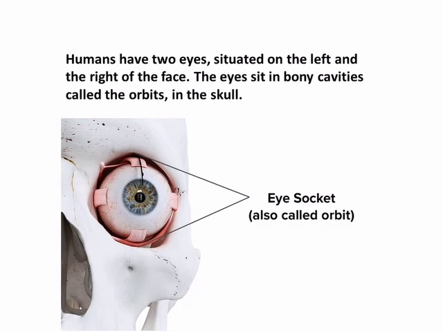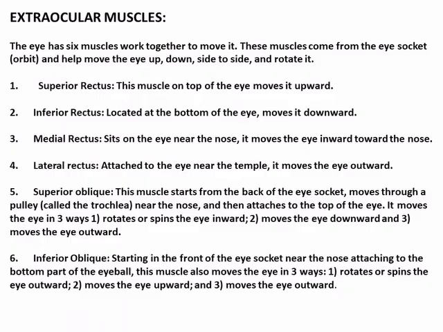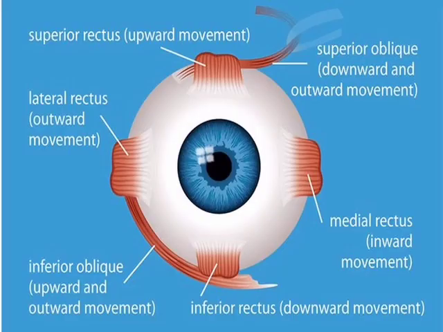Next, extraocular muscles. The eye has 6 muscles that work together to move it. These muscles come from the eye socket and help move the eye up, down, side to side and rotate it. These are the extraocular muscles: superior rectus, upward movement; lateral rectus, outward movement; inferior oblique, upward and outward movement; superior oblique, downward and outward movement; medial rectus, inward movement; inferior rectus, downward movement.